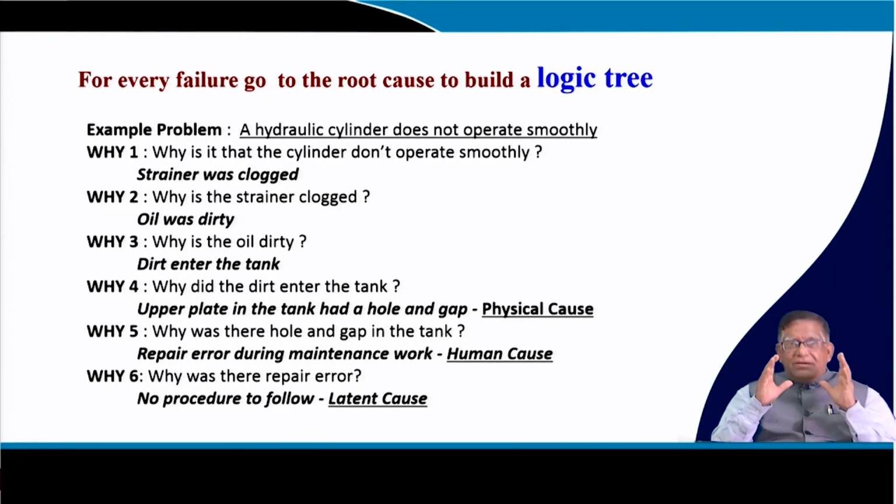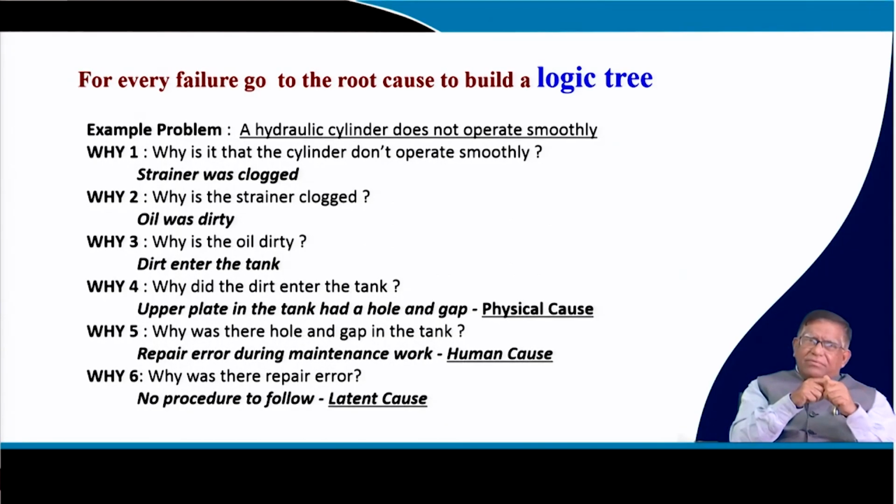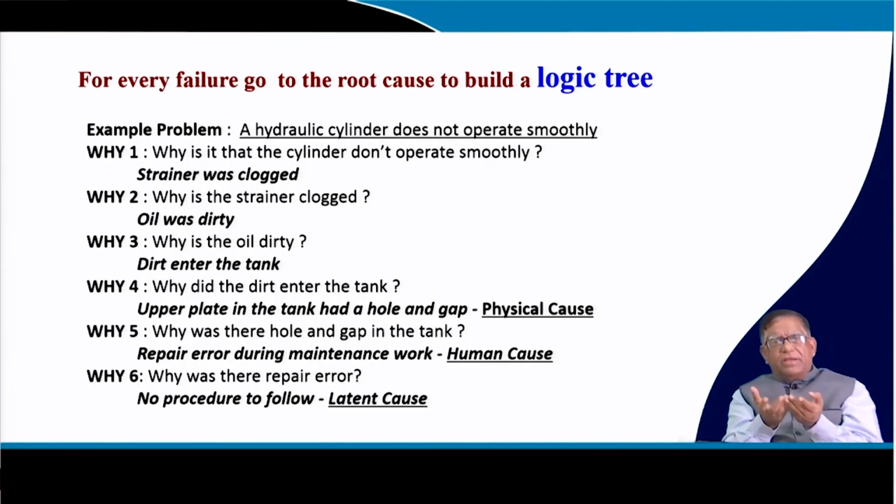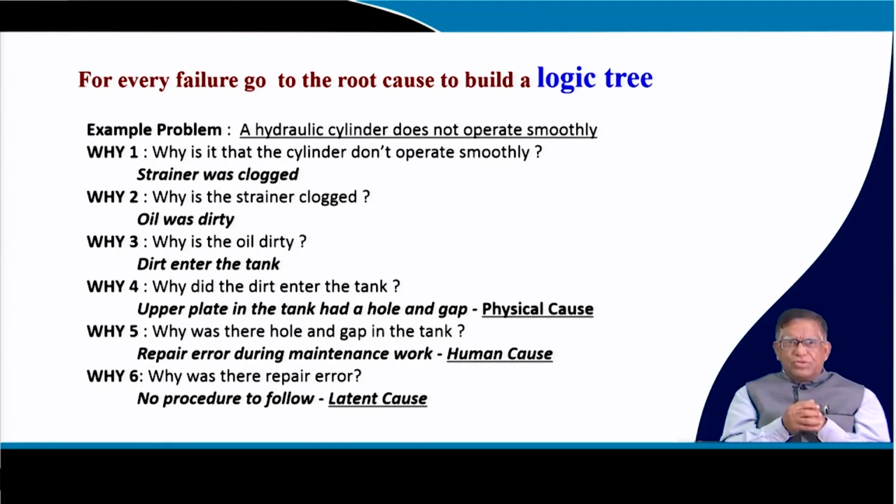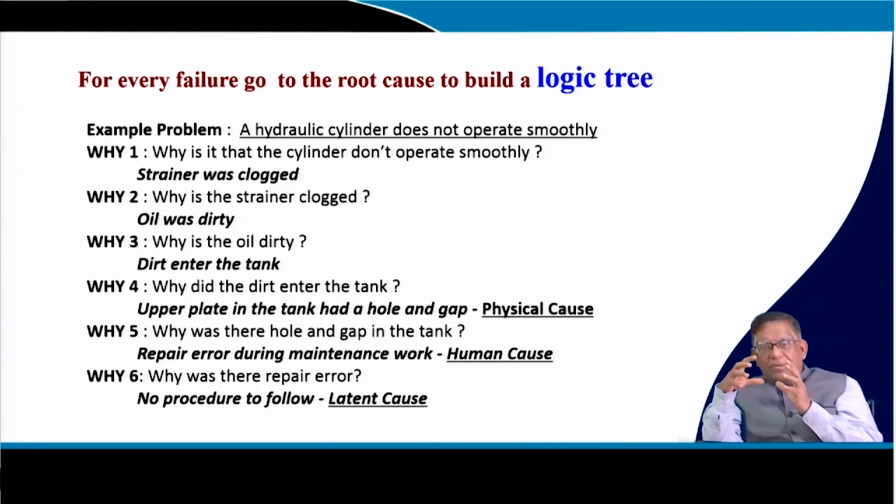Then your question will be, why is the oil dirty? Because dirt entered the tank. Your oil was in the tank, moving all along through the pipe, but why is this oil becoming dirty again? It has got dirt from somewhere. Why did the dirt enter the tank? Your tank is sealed, so no dirt should come inside. So now you need to check what the possibilities are.